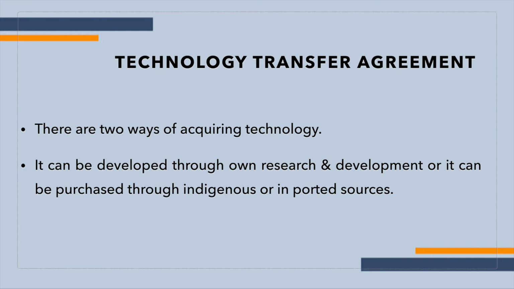Now, how can this transfer happen? There are two ways of acquiring technological transfer. One way is that you develop your own research and development, that is, in your own country or in your own company, you research, study and develop the technology. Or there are countries and companies who have already developed a technology, then you can purchase it through indigenous or imported resources. So this is how a technology transfer agreement happens. Today we have studied globalization of investment and globalization of technology.